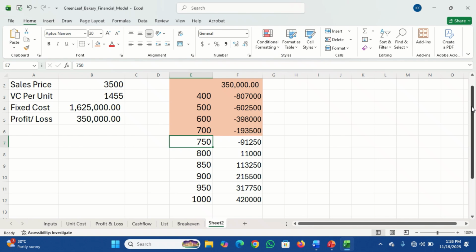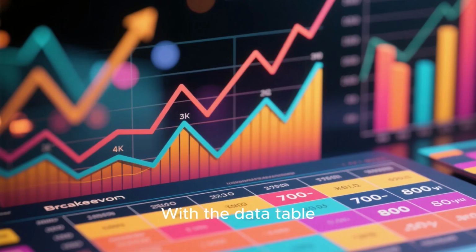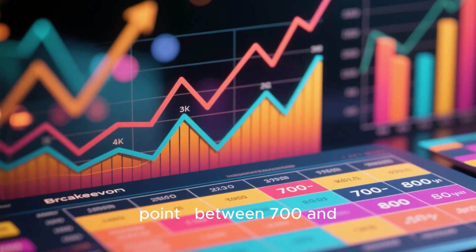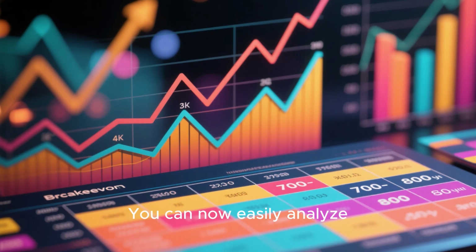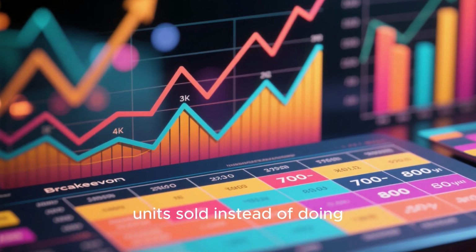So that's how you use a data table to checkmate your profit zone and your loss zone, so that you know where your break-even stops and where your profit begins. With the data table, you can visually identify the break-even point between 700 and 800 units. You can now easily analyze how profit grows with units sold instead of doing guesswork.